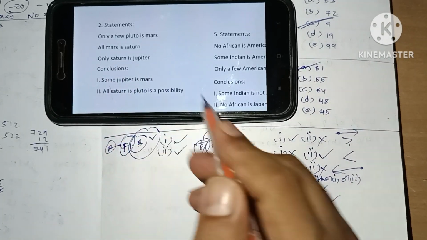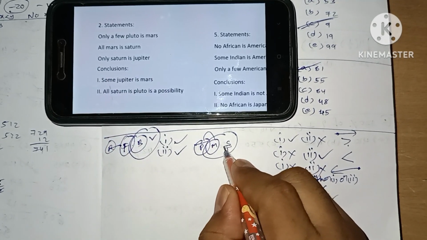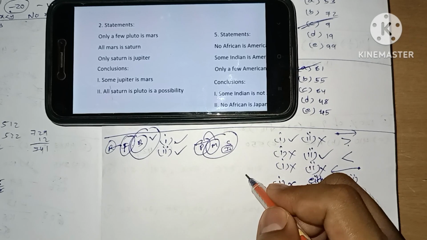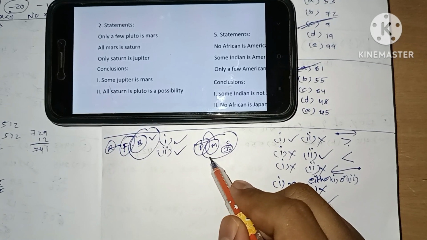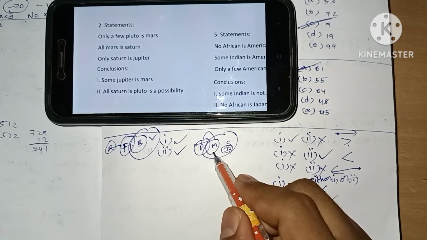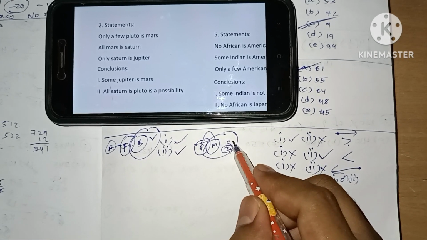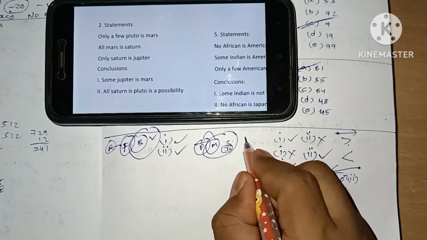Only Saturn is Jupiter. So Jupiter is inside Saturn and doesn't share with anything except Saturn. Okay, let's see the conclusion. Some Jupiter is Mars. Some part of Jupiter is sharing with Mars. No, Jupiter shares only with Saturn. So the first conclusion will be false.